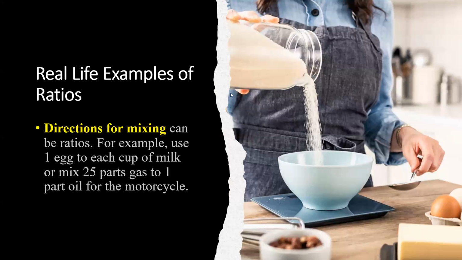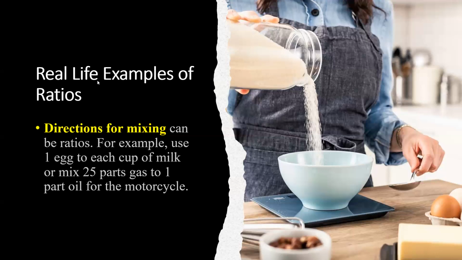Ratio is also used in directions for mixing. All right, Martini, can you read this, please? Directions for mixing. Real life examples of ratios. Directions for mixing can be ratios. For example, use 1 egg to each cup of milk, or mix 25 parts gas to 1 part oil for the motorbike. For the motorcycle. Very good.